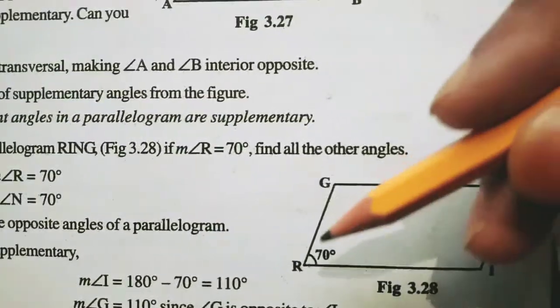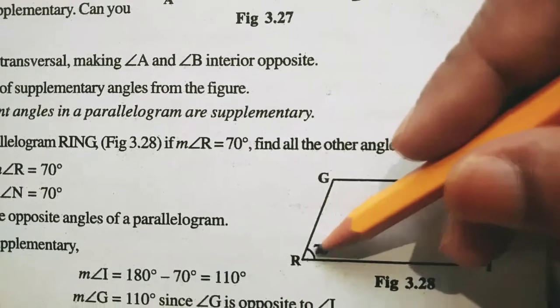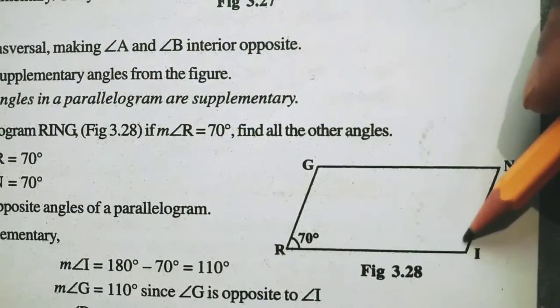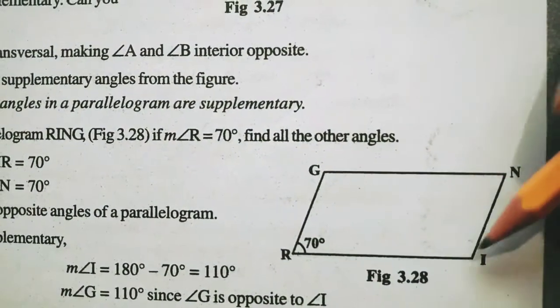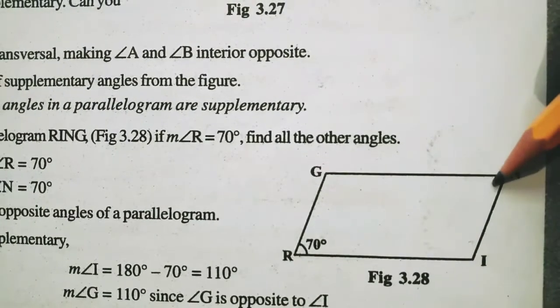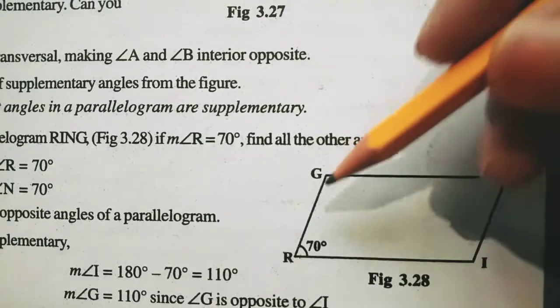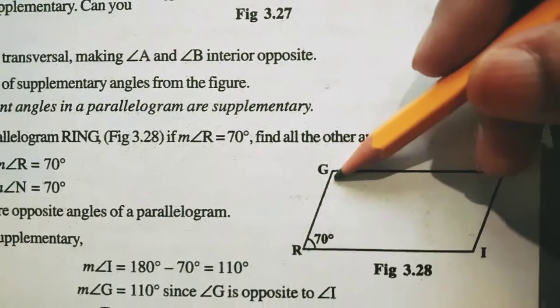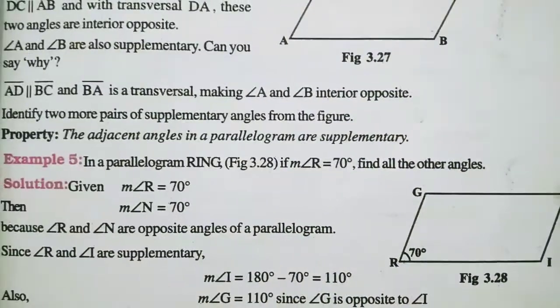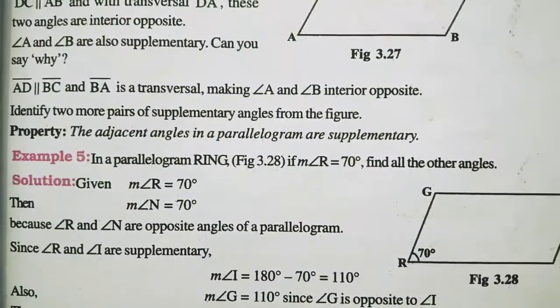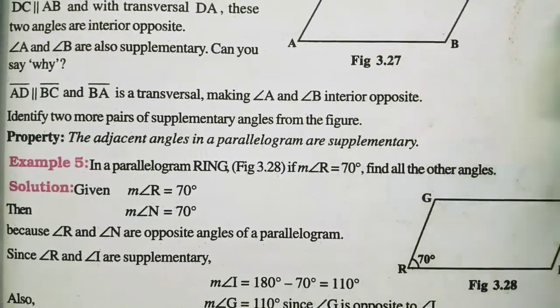Suppose this one, angle R plus angle I equal to 180 degree. Angle I plus angle N equal to 180 degree. Angle N plus angle G 180 degree. So this is called the supplementary. So two edges and the adjacent angles in a parallelogram are always supplementary.